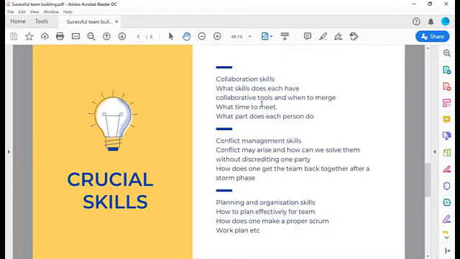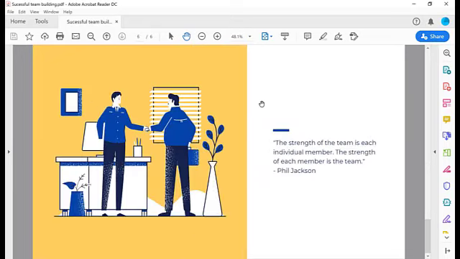It was quite a lovely time, changing our strategies as the changes came in. So you need to be open-minded in terms of any proposed changes. So let me finish with my last quote. Phil Jackson said that the strength in a team is each individual member, and the strength of each member is the team.